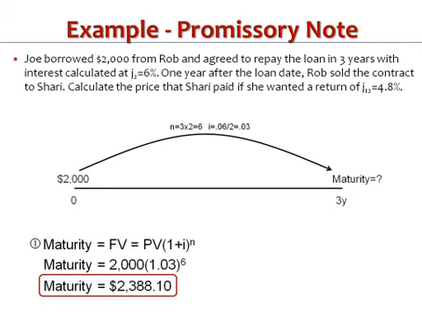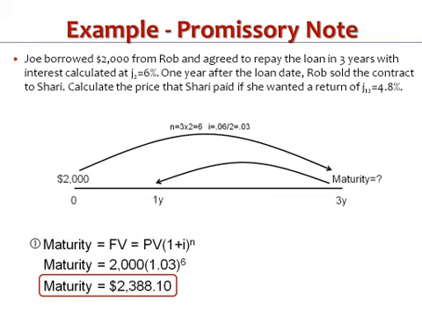$2,388.10. Now that's exactly what Joe would repay Rob if Sherry never came into the picture at all. He borrows $2,000. He's going to pay Rob back $2,388.10 in 3 years and be all done. But Rob doesn't want to wait 3 years. Maybe he needs his money for something else, or he's got a better deal he can work on. So he's going to sell the contract now to Sherry after 1 year.